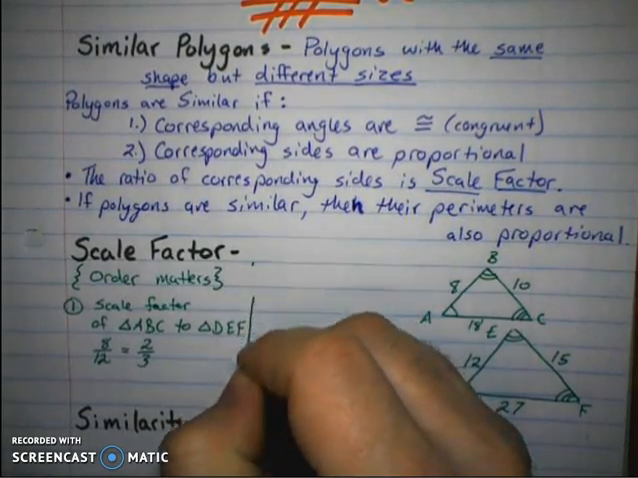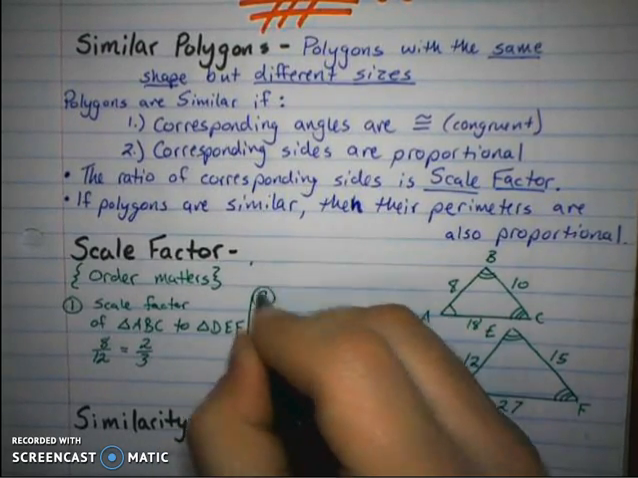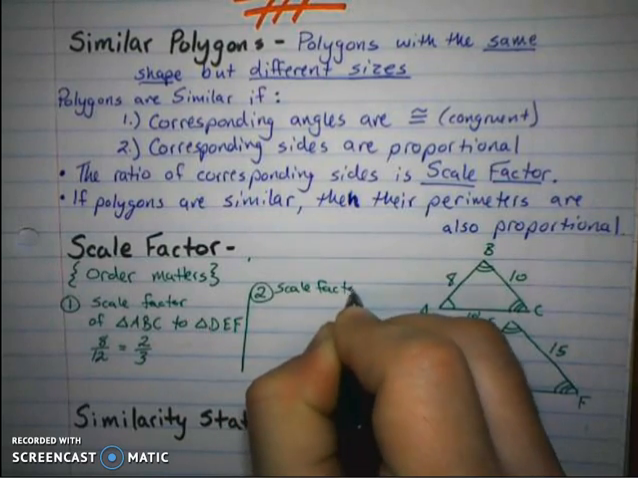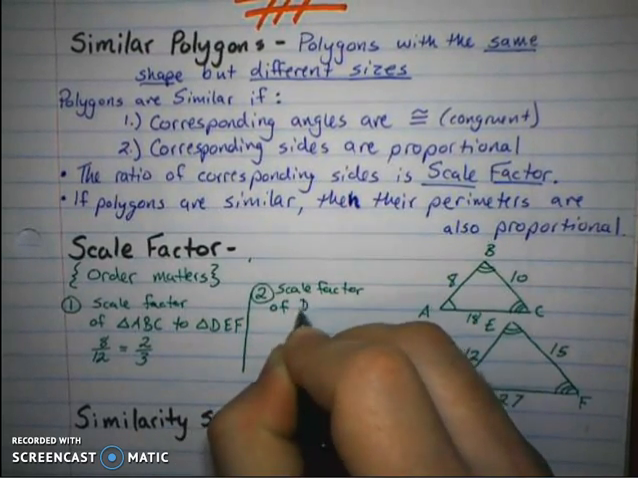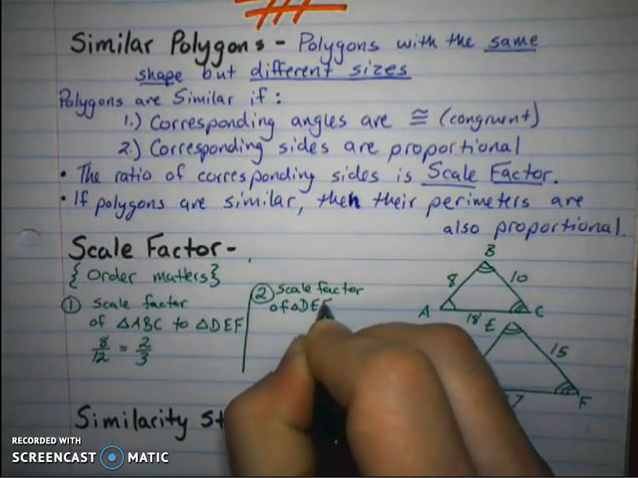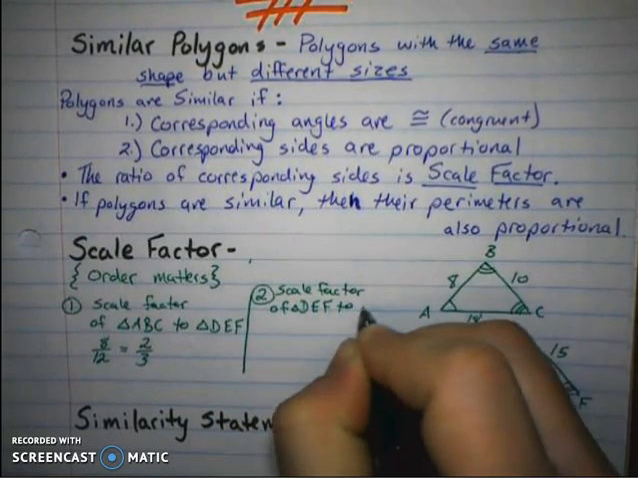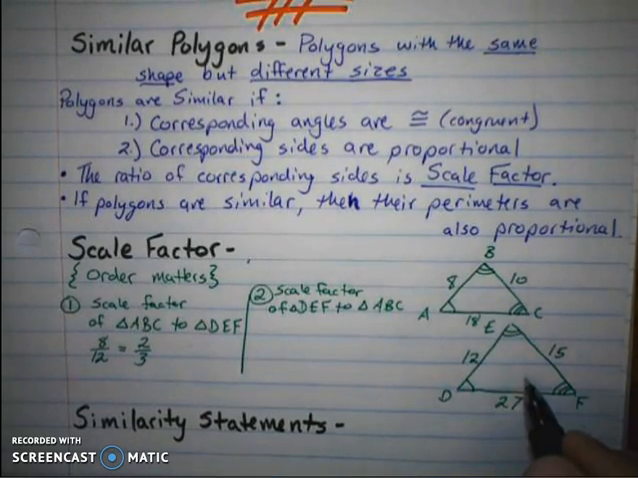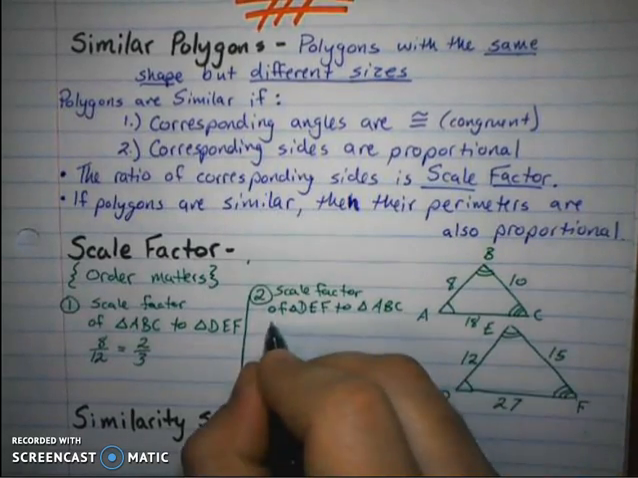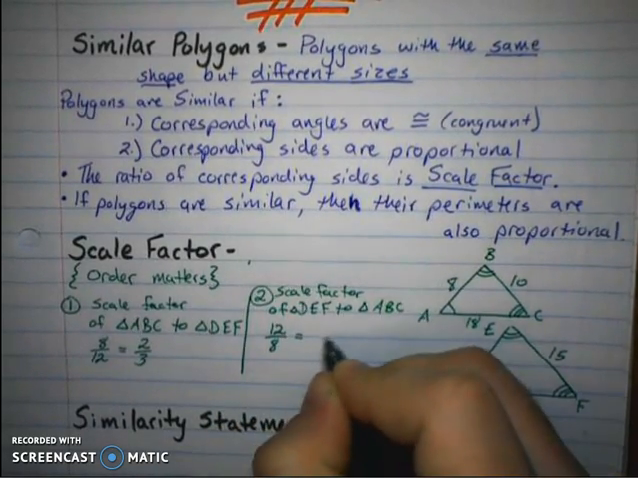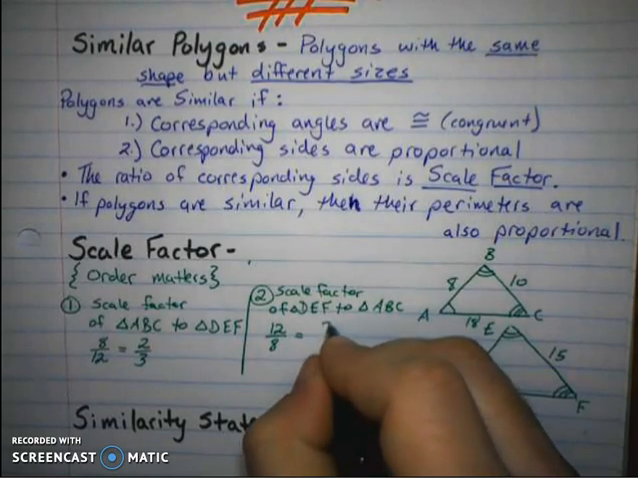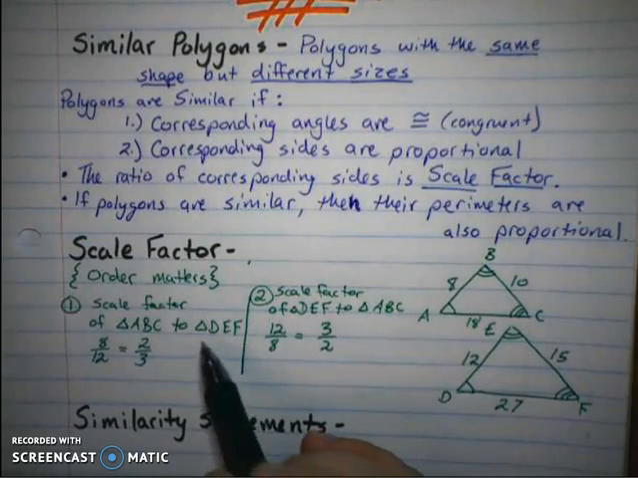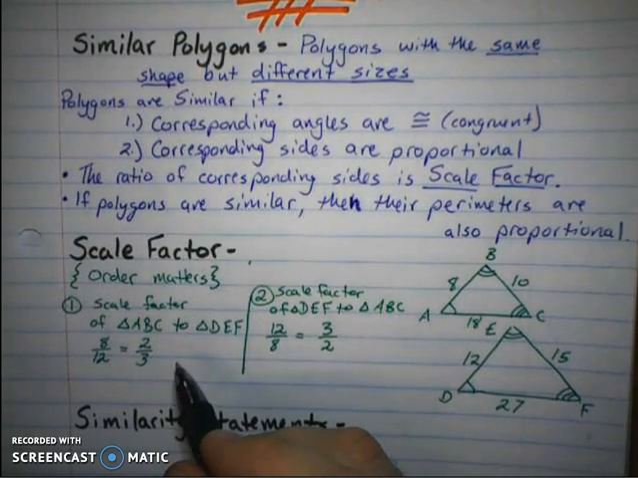But if I compare scale factor of triangle DEF to triangle ABC, then it turns it around. And we go from 12 to 8, which takes the reciprocal of our fraction, makes it 3/2. So you have to pay attention to what order you're given in a problem so that you make sure you have the order of your ratio set up correct. Okay?